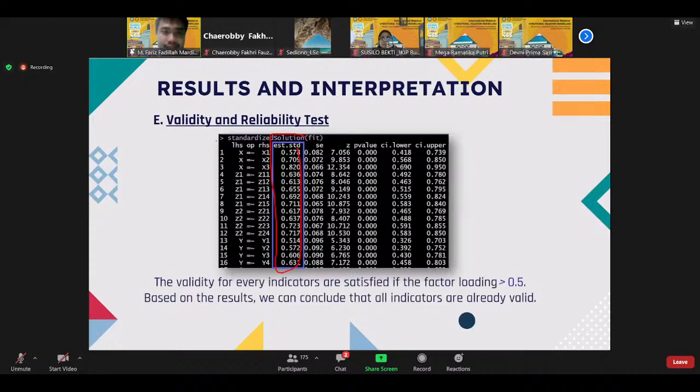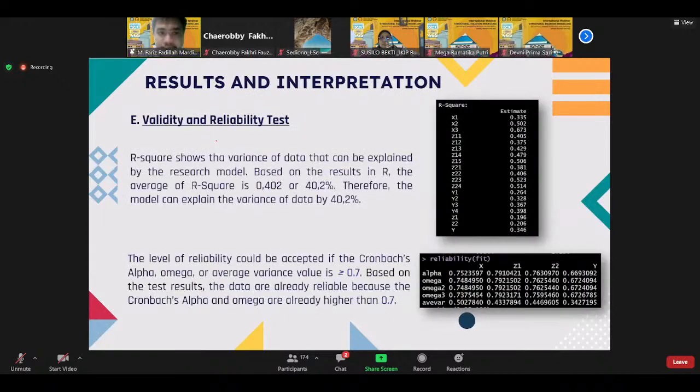And this is the R-squared. So the variance of data that can be explained by the research model, based on the result in R, the average of R-squared or determination coefficient is 0.422, or about 40%. Therefore, the model can explain the variance of data by 40.2%. Okay.